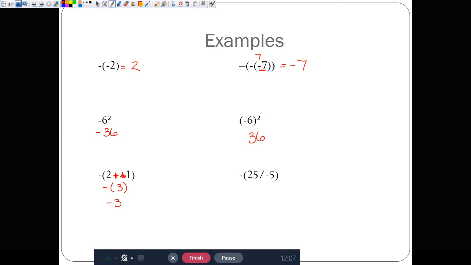Okay, here we're taking 25 and dividing it by 5. There's one negative, so it's going to be negative. So 25 divided by 5 is 5, so that's going to be -5 on the inside. Then we have our opposite of -5, which is 5.